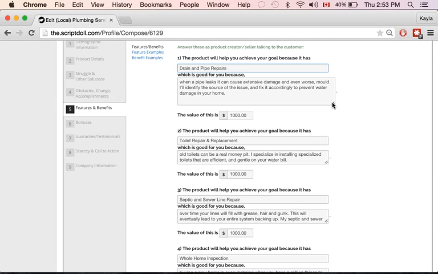So this particular offer, this service gives out drain and pipe repairs. It's good for them because when a pipe leaks, it can cause extensive damage and even worse, mold. I'll identify the source of the issue and then fix it to prevent water damage in your home. So that's a consequence. So the benefit is that it'll stop any damage, and then it'll help prevent any further damage, which is the advantage of that. So I think that's pretty good.